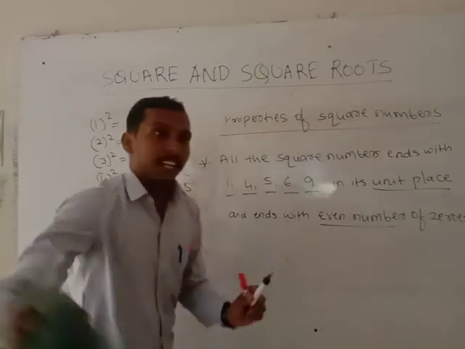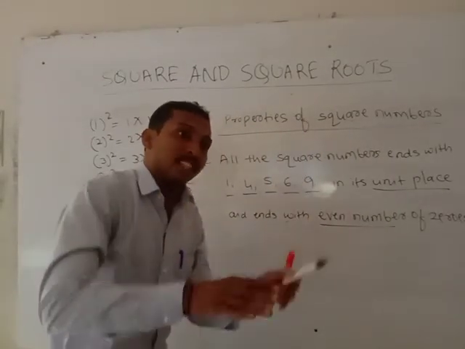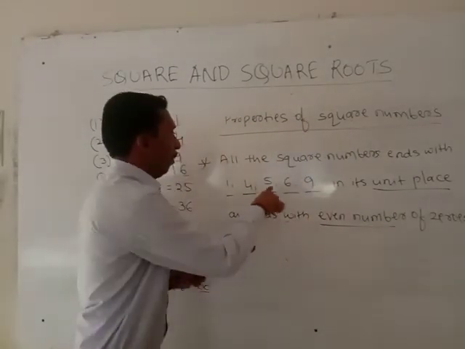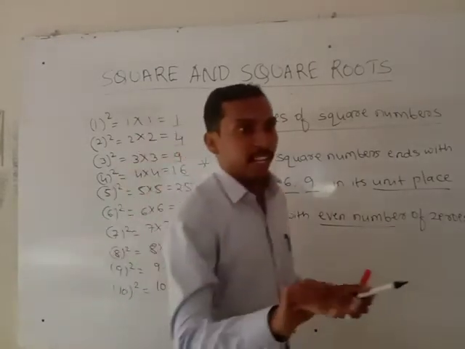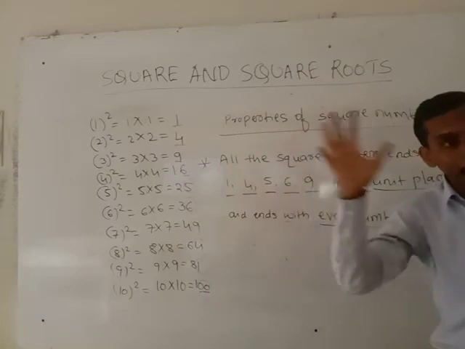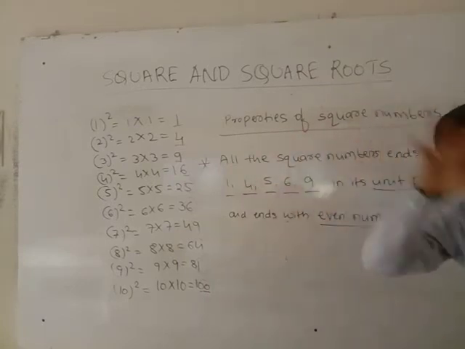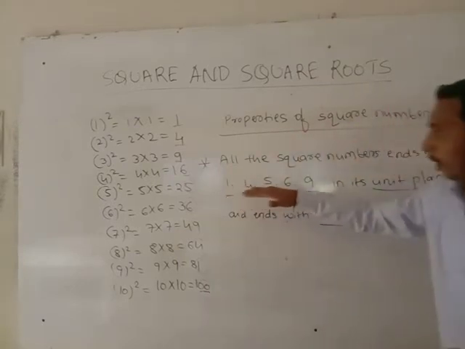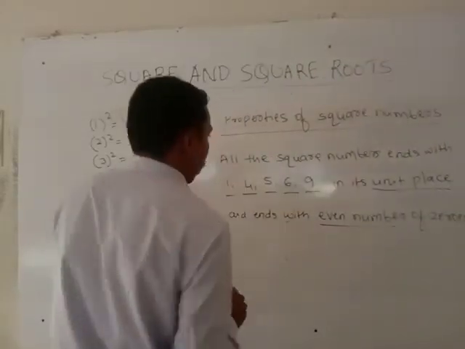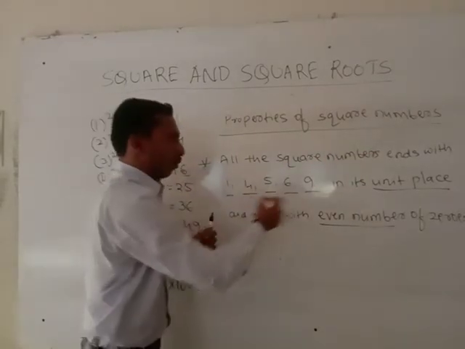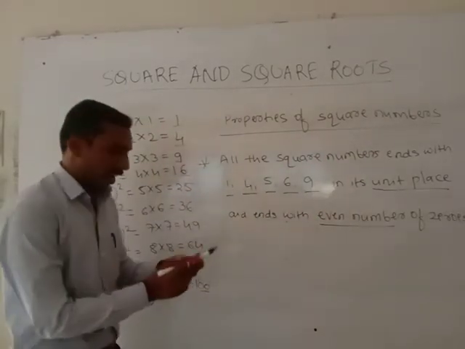I am not telling you all the numbers that end with 1, 4, 5, 6, 9 are square numbers. But I am telling you that whatever the square numbers are, all the square numbers end with 1, 4, 5, 6, 9. Just note down one more important thing. I will write here: all the square numbers end with this.